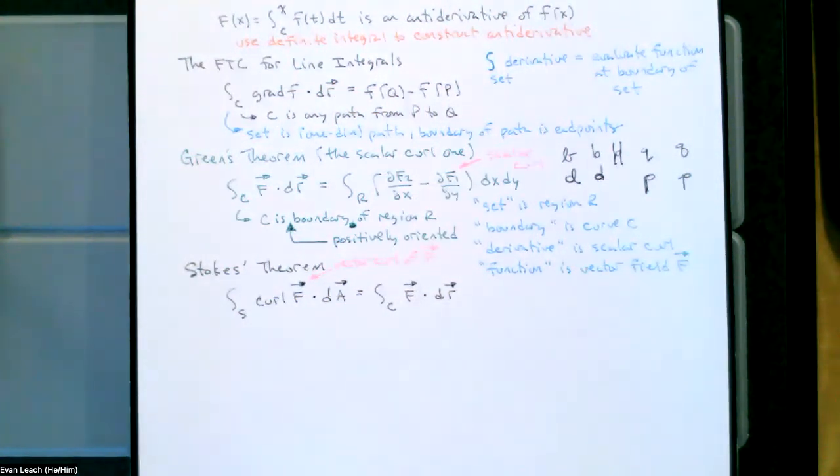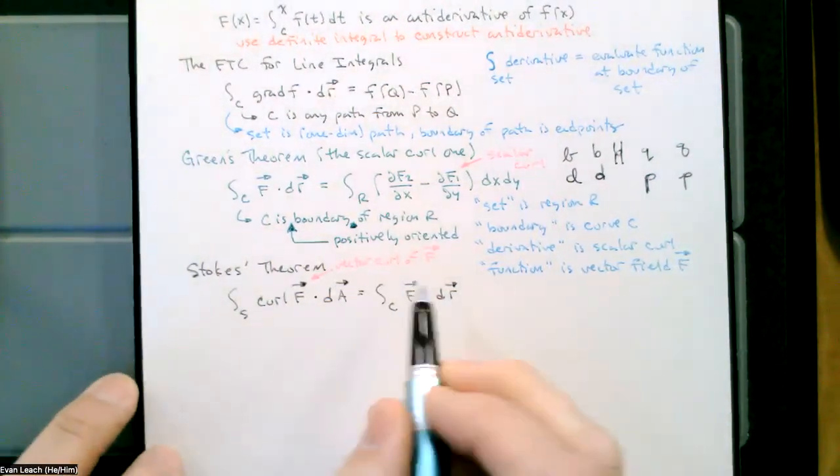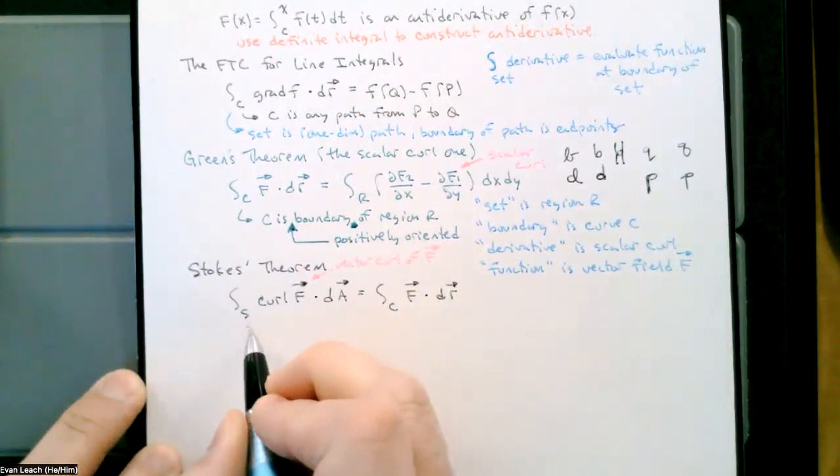There are some clues with my letter choice. So I will tell you this to make sure that the letter choice makes sense. S is some kind of surface. Here's the other way we can tell that S is some kind of surface. My dot product has a dA. A little piece of a surface is going to be an area. Small chunk of a surface is going to be an area. So S is some surface. The set over which we are integrating this vector curl is a surface.